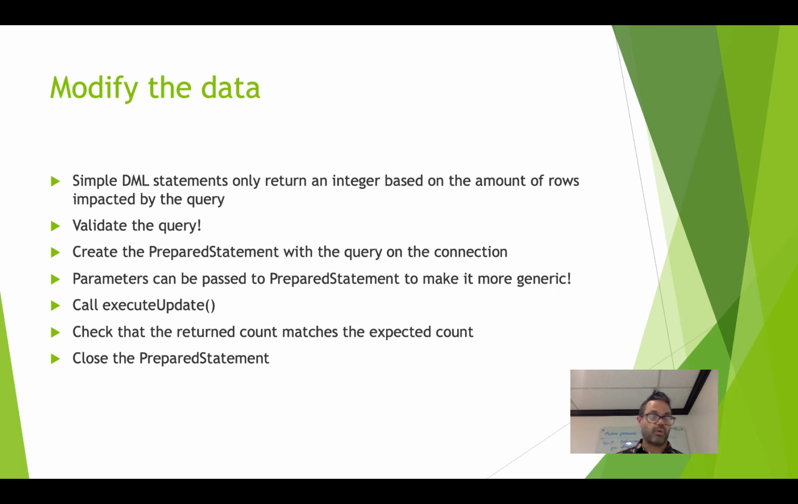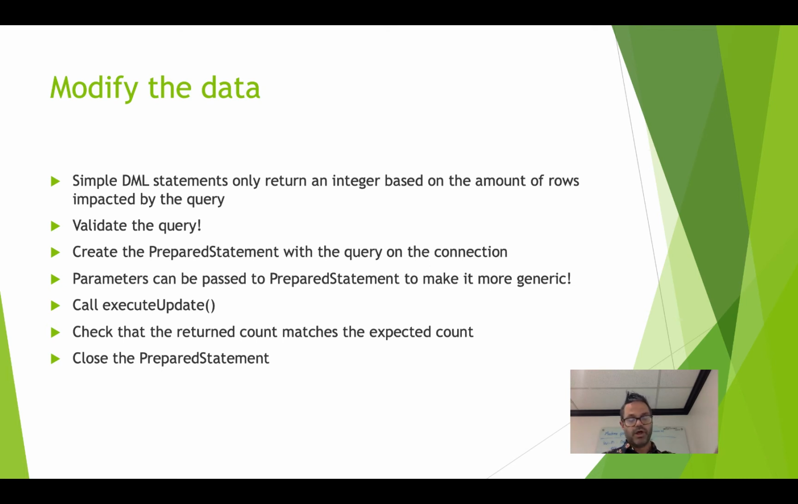Now, if we're going to do a simple one, just the basic update change or something like that, we have a simple DML statement that returns an integer based on the number of rows that are affected. First thing, of course, we always want to validate the query. Make sure we're not sending improper information to the database server. After we validate the query, we create a prepared statement object using the connection and that query. Now, we can make that prepared statement even more powerful by using parameters, using a couple wildcard symbols. By using wildcards and parameters, we can have an even more powerful sequence.